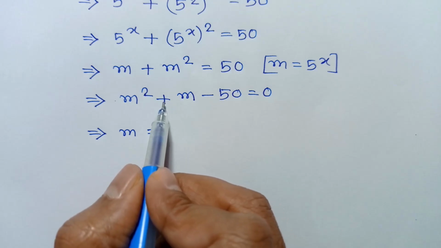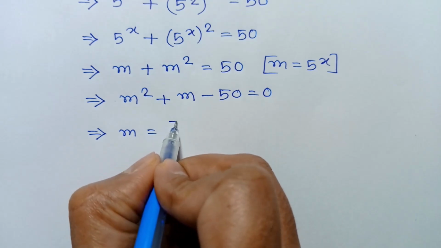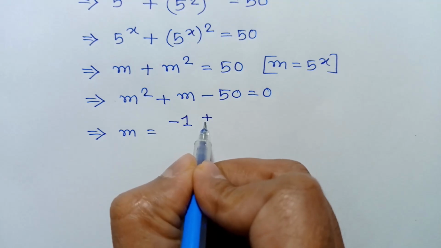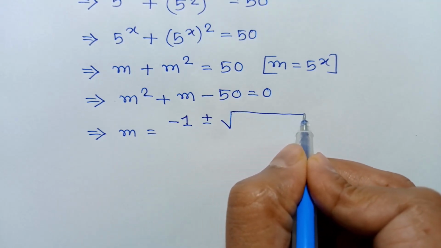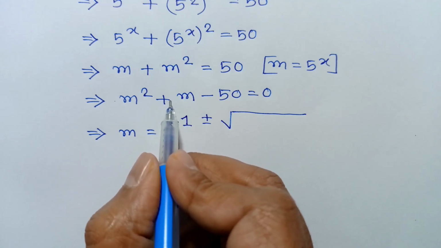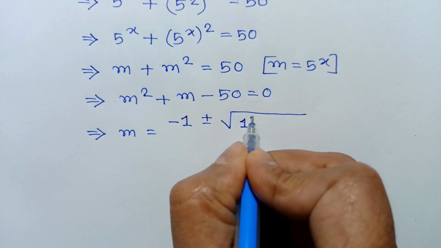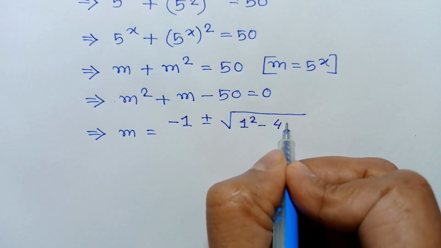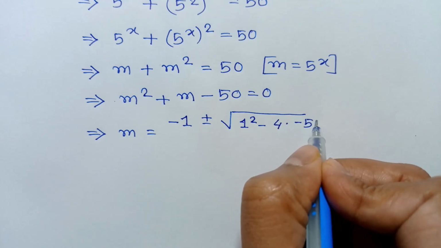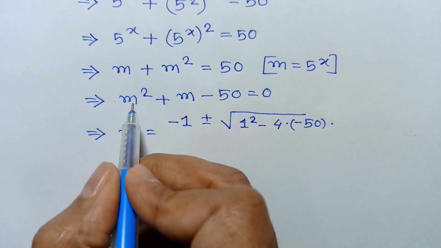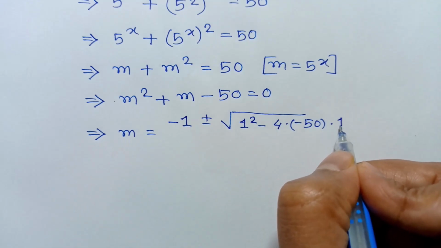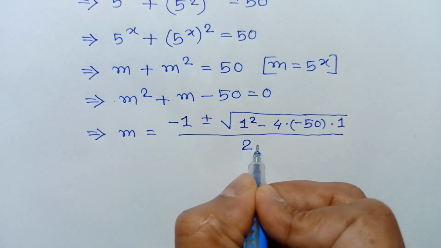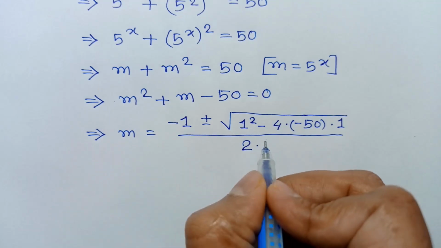So comparing this, we can write m is equal to negative b, which means negative of the coefficient of m, so it will be negative 1, plus or minus square root of b squared, the coefficient of m being 1, so 1 squared minus 4 times c, which is negative 50, times a, the coefficient of m squared, which is 1, over 2 times a, which is 2 times the coefficient of m squared, which is 1.